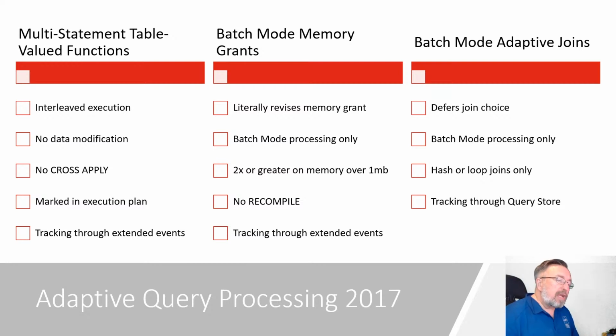Now, the one thing you can see is you will be able to tell in the execution plans, and we're going to look at the execution plans. You're going to be able to look at the execution plans and see when this is occurring. Yay, cool. But other than that, the only way to really track it is to watch it through extended events. There are a set of extended events that will allow you to track this interleaved execution.